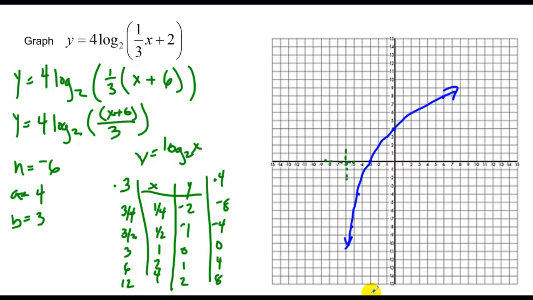And once again it goes up and down forever, so my range is all reals. And my domain doesn't go past this vertical, so x is greater than -6.